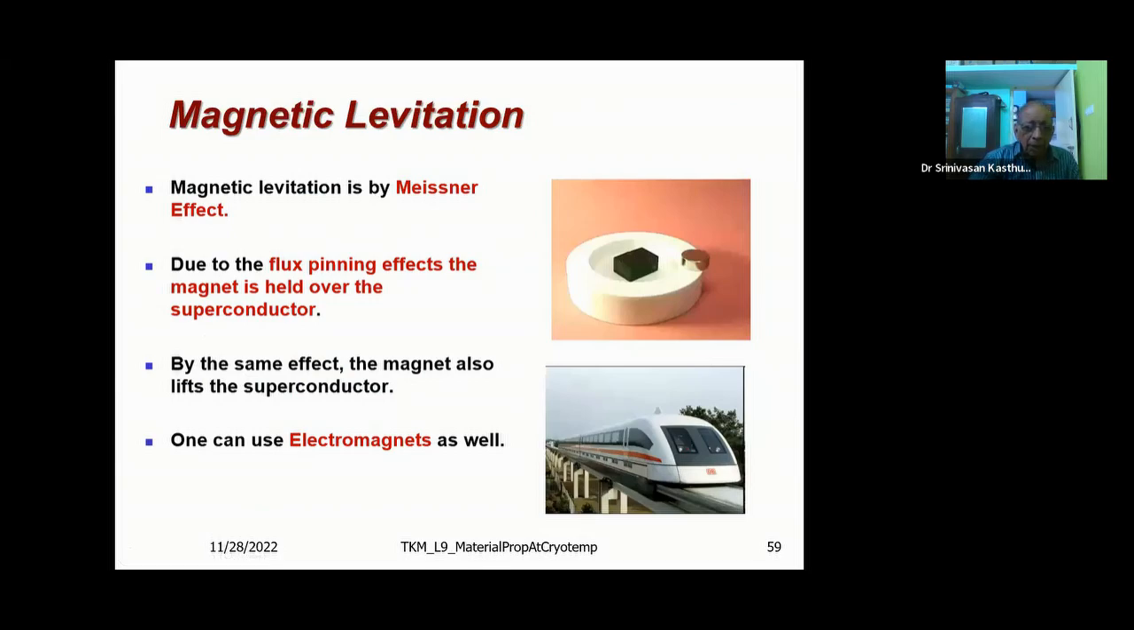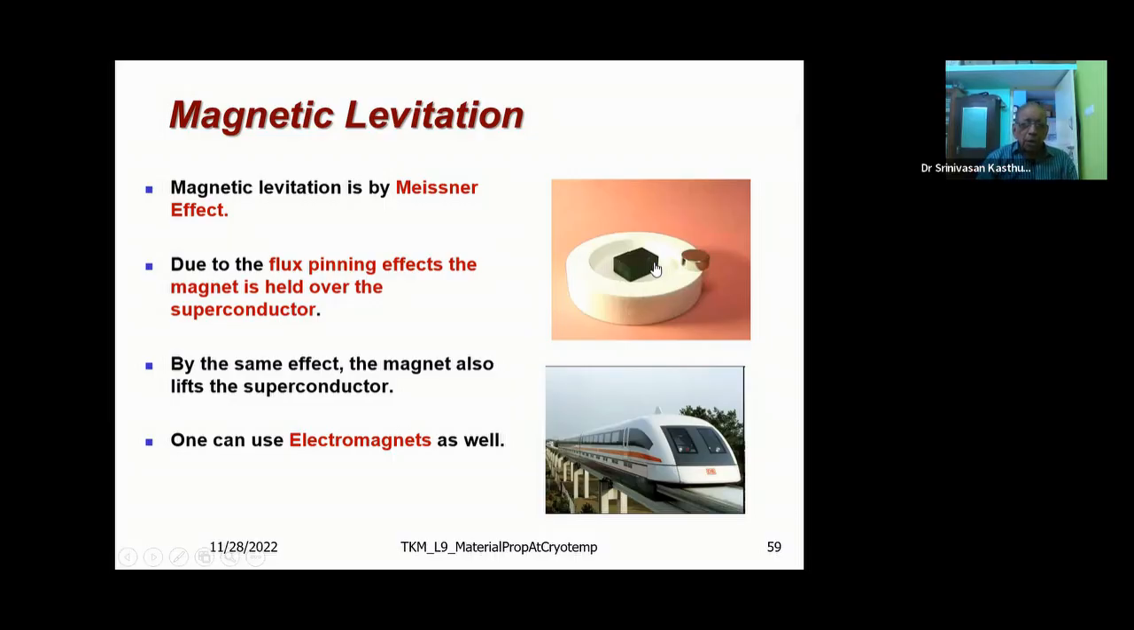Okay, the magnetic levitation is another important aspect. I don't know that it will play here. Not sure. No, I think it's not playing. Okay, we'll play this separate.